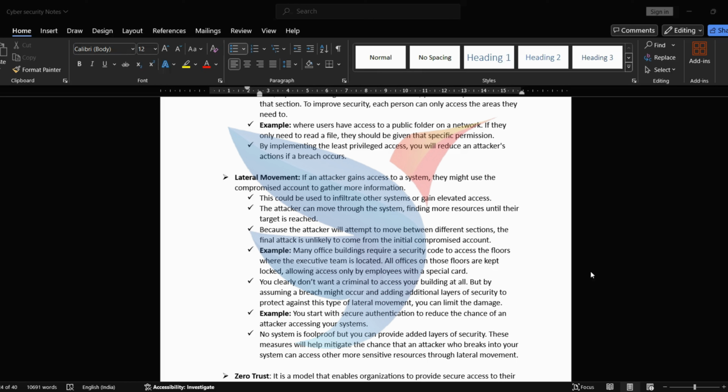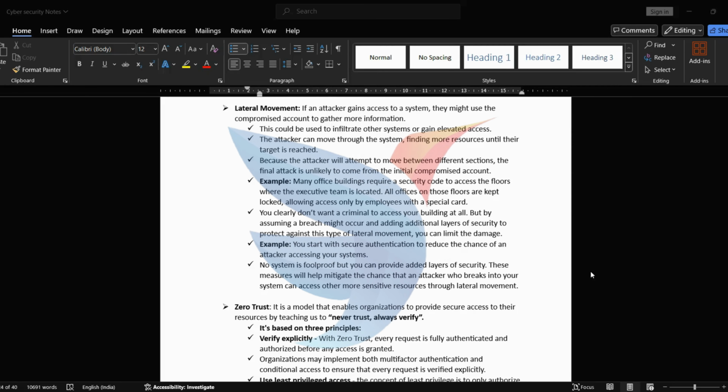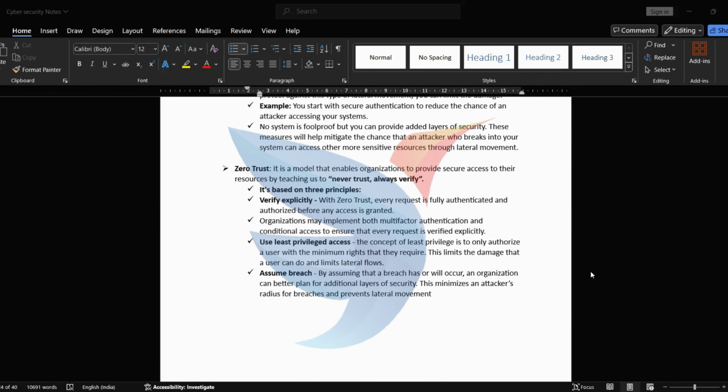For example, you start with secure authentication to reduce the chance of an attacker accessing your systems. No system is foolproof, but you can provide an added layer of security. These measures will help mitigate the chance that an attacker who breaks into your system can access more sensitive resources through lateral movement.